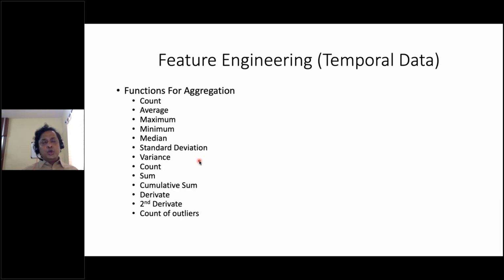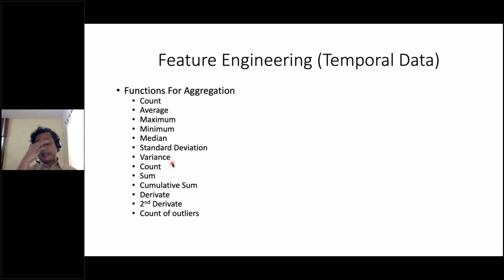Now, do I need to do only average? I want to do an aggregate. I want to take the average of temperature over the last 7 days. That's going to be my feature. But should I do only average? No. Maybe what matters is not the average. What matters is the variance.